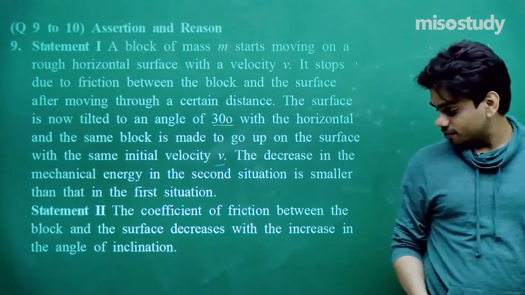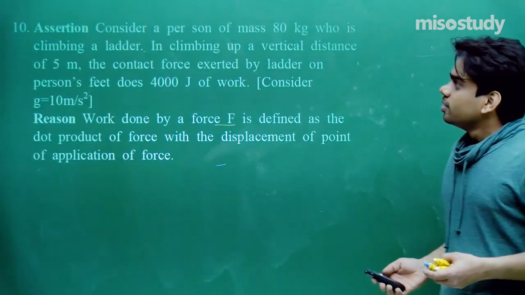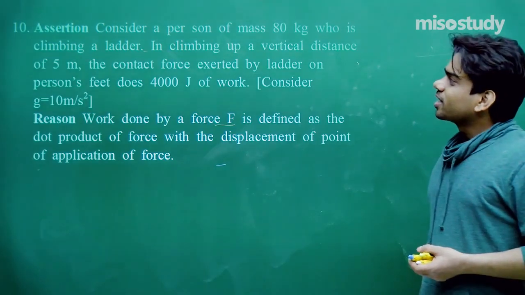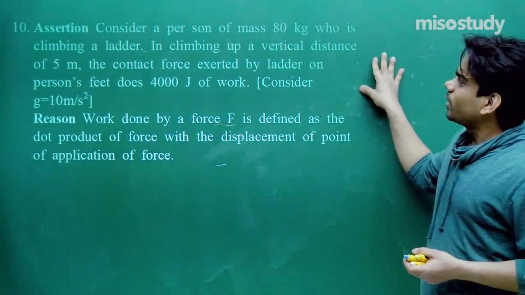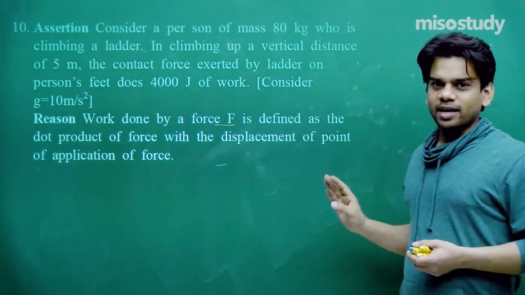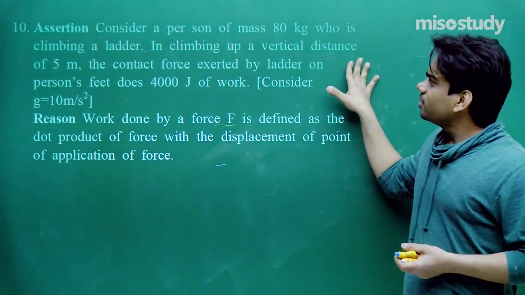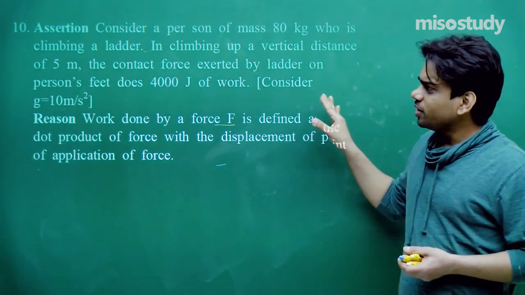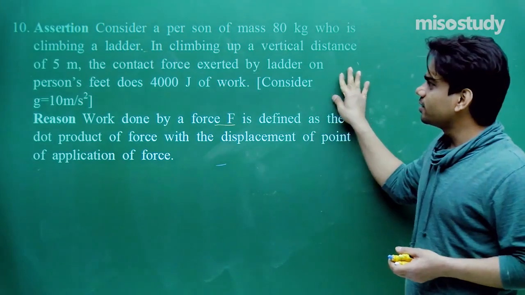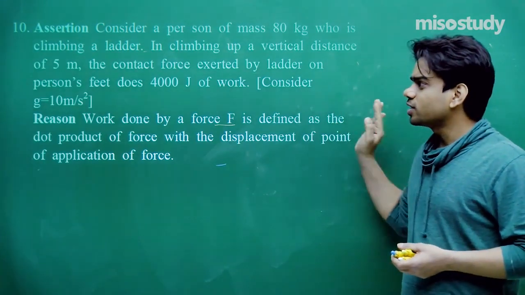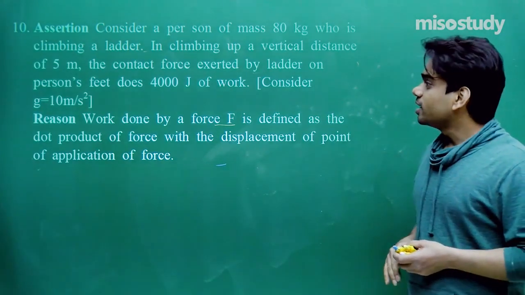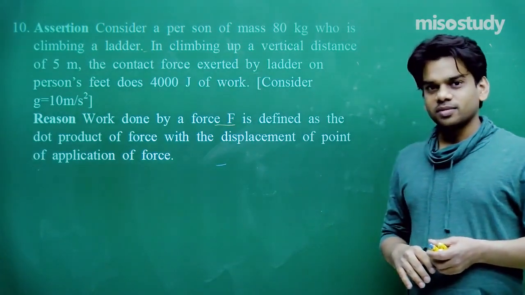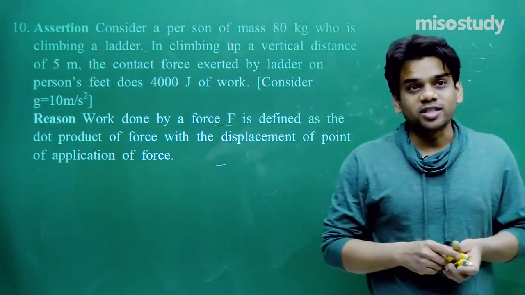Next one we have assertion reason once again. Consider a person of mass 80 kg who is climbing a ladder. In climbing a vertical distance of 5 meters, the contact force exerted by the ladder on the person's feet does 500 joule of work. Consider g equals 10 meter per square second. Let's check the validity of the statement.